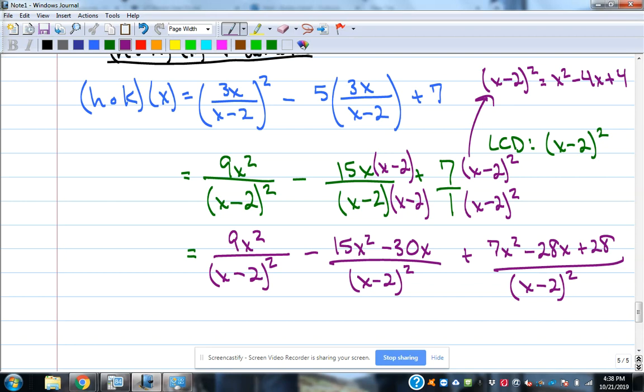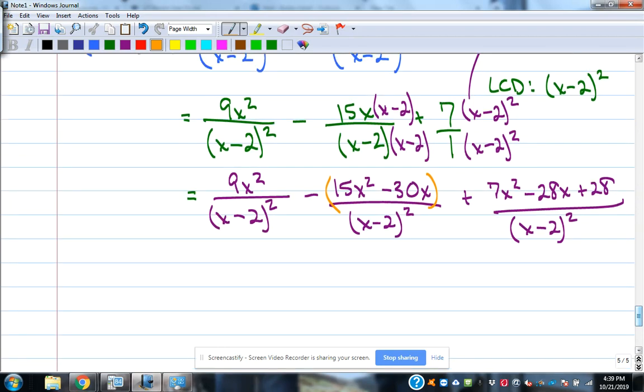A lot of simplifying to do here. I'll put parentheses around that because that negative sign has to distribute to those. So start simplifying it out here. We got 9x squared minus 15x squared, that'd be negative 6x squared, plus 7x squared is 1x squared. And then we have a positive 30x and a negative 28x would be positive 2x. And then we have a positive 28.